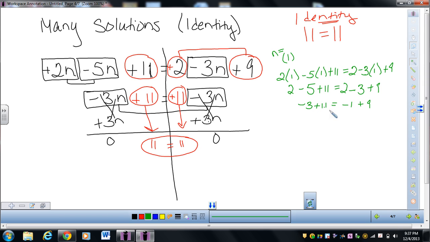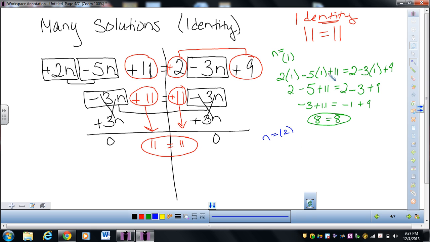And then I've got 2 minus 5, which is negative 3 plus 11, and I've got 2 minus 3, which is negative 1 plus 9. And negative 3 plus 11 is going to equal 8, and negative 1 plus 9 is going to equal 8. So you check that out. Totally works. Well, let's go ahead and make it 2 just to see. So let's say n equals 2.